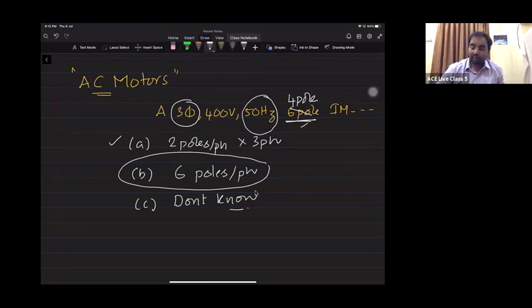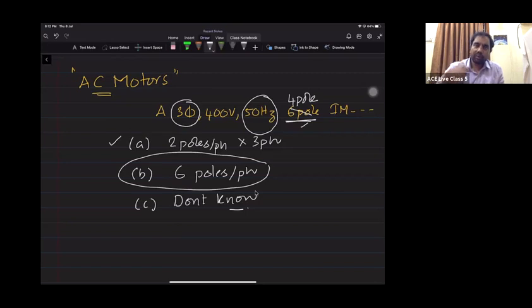Similarly, what does 4 poles or 6 poles mean? If you have three phases, each phase is designed for 6 poles. He will not say phase A is designed for 6 poles, phase B is designed for 6 poles, phase C is designed for 6 poles. He will give it as 6 poles per phase. So indirectly it says that a 6 pole induction motor means each phase is designed for 6 poles.